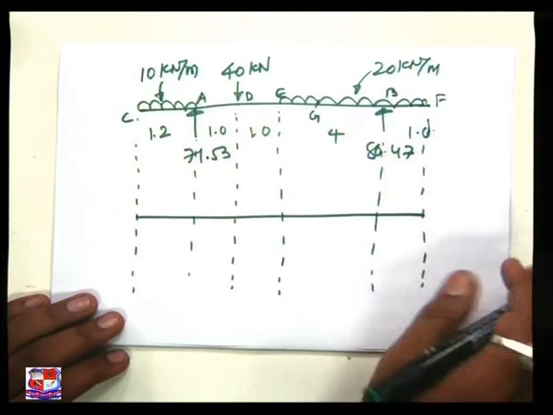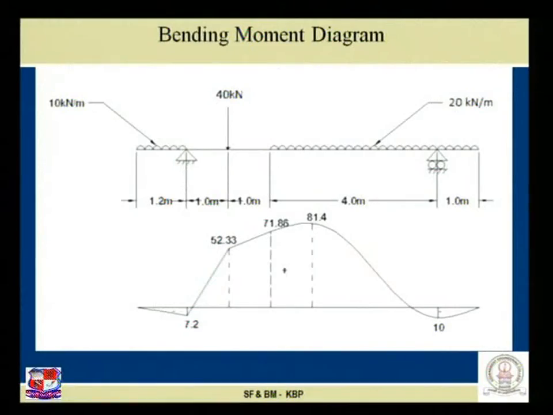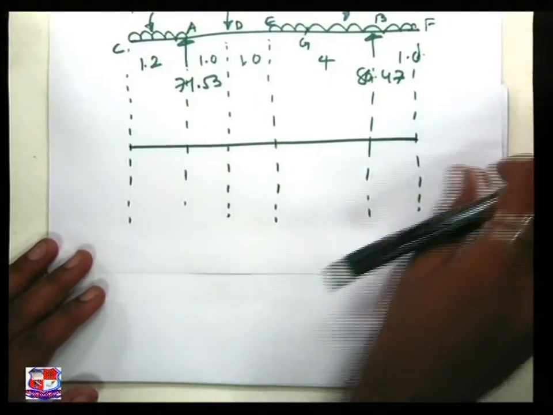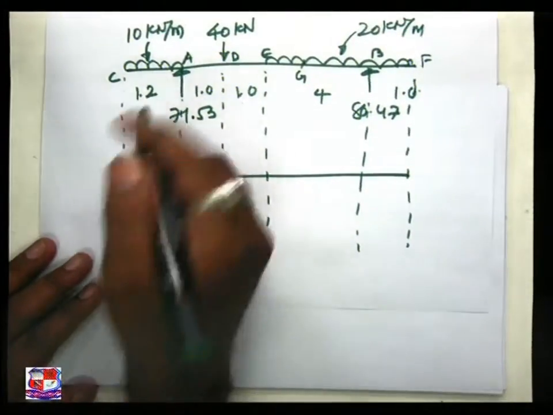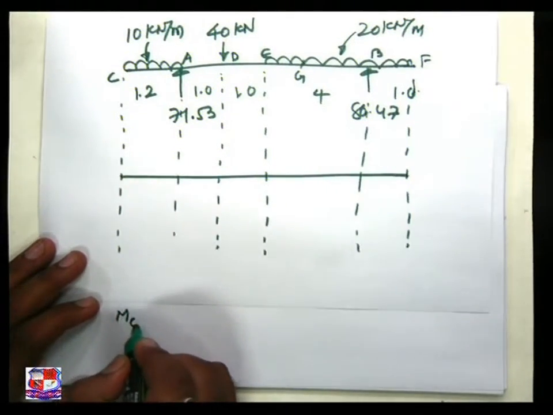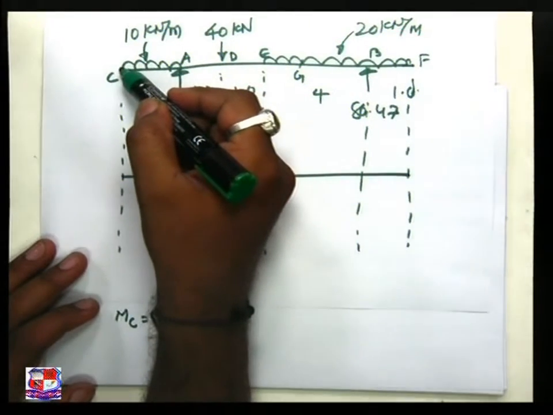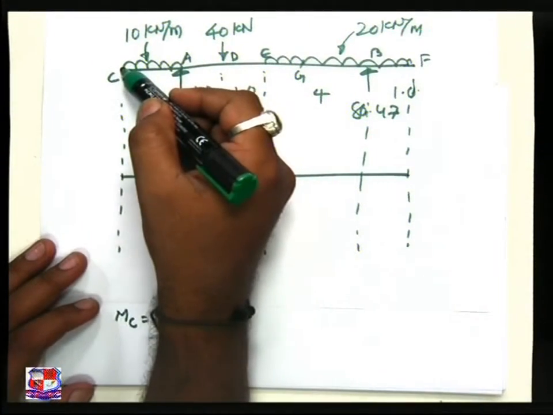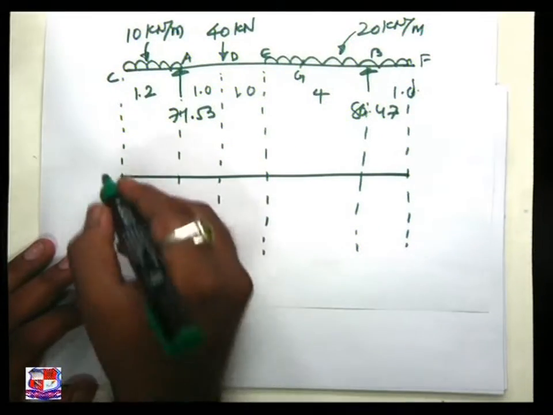Now next, the first point, how to find the various values. Let us go over here on the tabletop itself. Now at C, the moment at C is equal to, there is no load acting, so moment, which is nothing but force multiplied by perpendicular distance, is equal to 0 itself. So this value is 0.